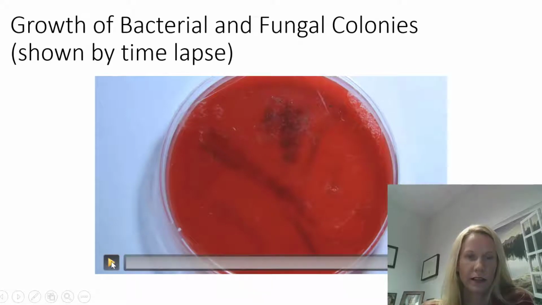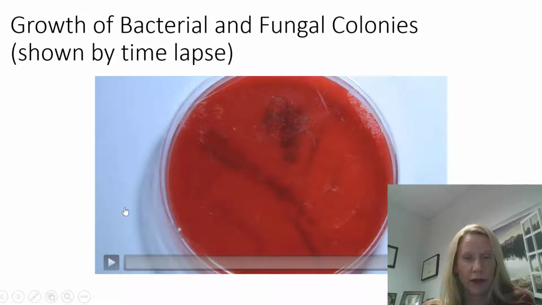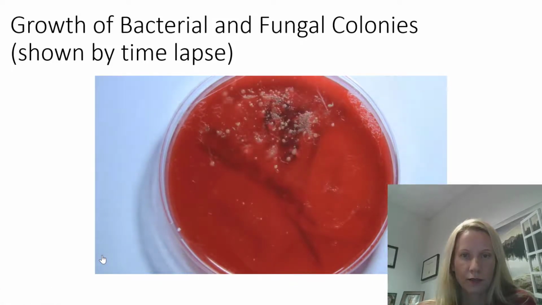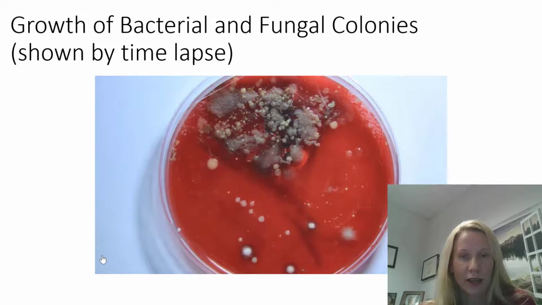So take a look at this time lapse. This is showing us growth on a Petri dish. Now this Petri dish contains sheep's blood. That's why it's actually red. But this would be how it looks before the bacteria and fungi begin to grow on it. And then by time lapse, we begin to see these very small little dots form on the Petri dish. And you can actually see this without a microscope. You can see this with the naked eye.